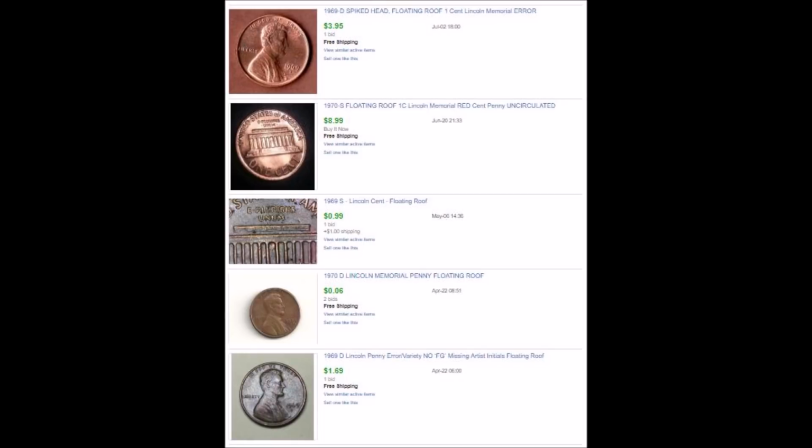One that's circulated would be around 50 cents to $1. The one lone coin that sold for $9, the $8.99 coin, is of course a nice gem BU example. So it could be anywhere from a penny up to $10, but I wouldn't expect anything more than that. Again, the floating roof error just has to pick up more steam to be appreciated.